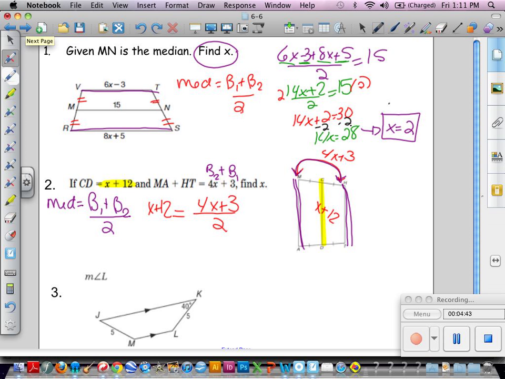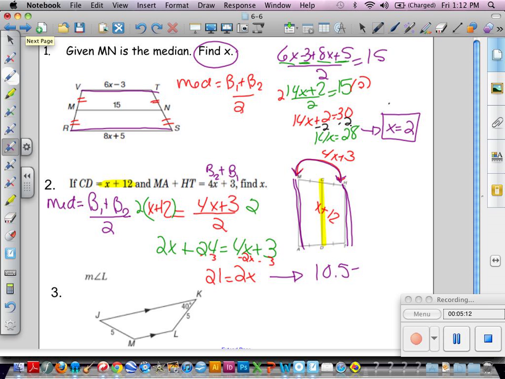You're working on your algebra. Times by 2. 2x plus 24 equals 4x plus 3. Get your like terms together. 24 minus 3 gets me 21, is your 2x. Don't get nervous, I know it's not working out to be an integer. It's okay. 10.5 is x. Is that what I'm looking for? Yep, I'm looking for x. Okay, that's your answer.